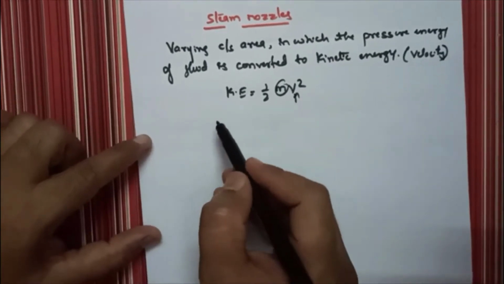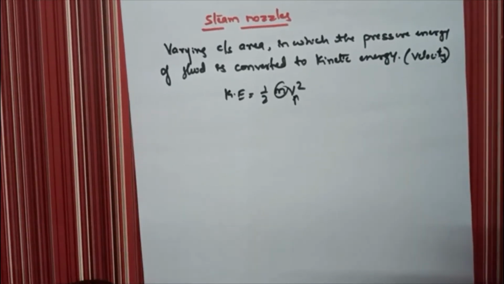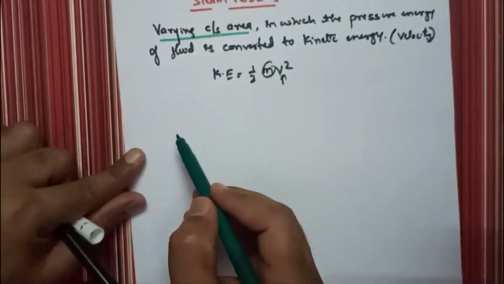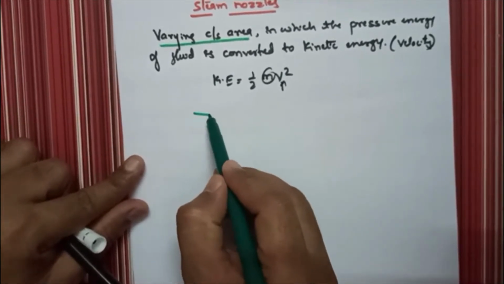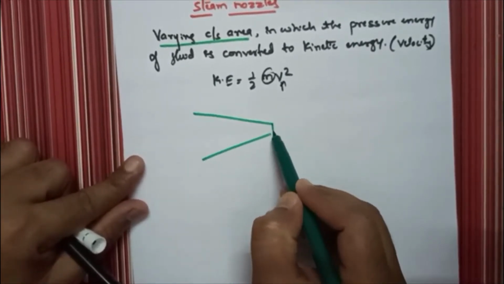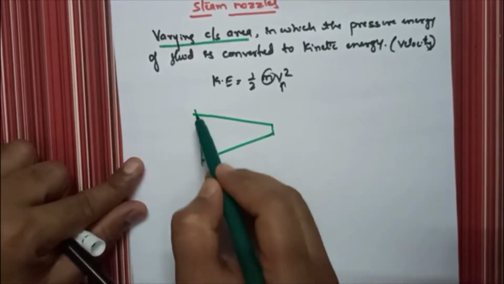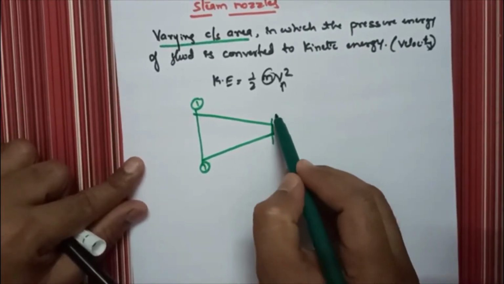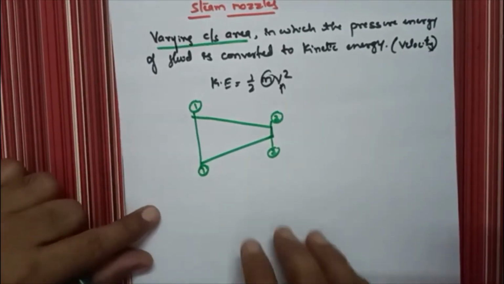So now we will consider with one diagram. So here this is the diagram we will discuss. So first we will draw one varying cross-sectional area. So cross-sectional area may be decreasing or cross-sectional may be increasing. So now I will take one component of decreasing cross-sectional area like this. So this I will call it as inlet, section number 1, and this one I will call it as outlet, section number 2. So this is a nozzle.